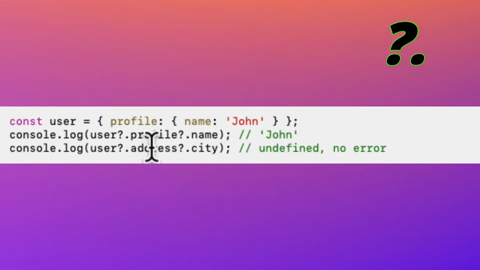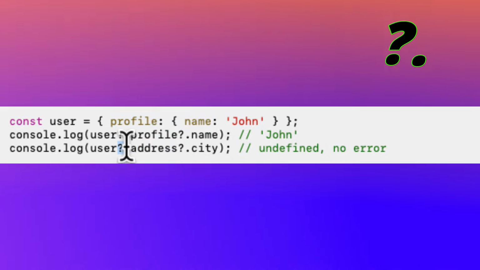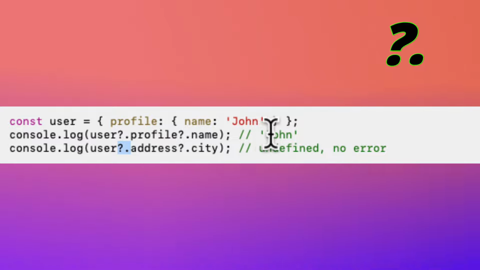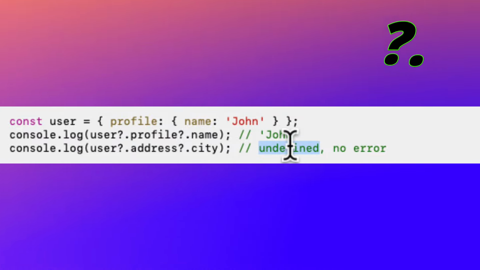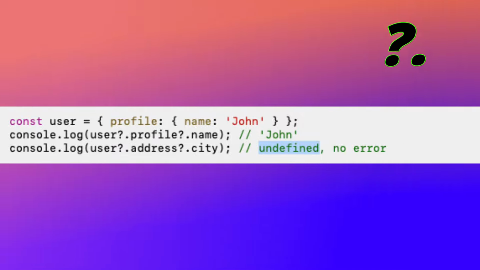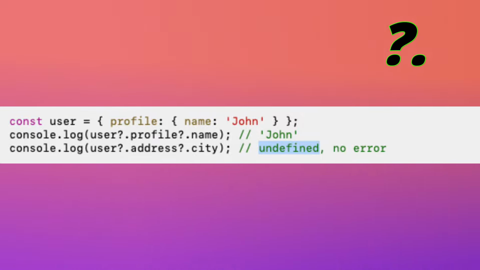Here, the address is null. And by using the optional chaining operator, it returns undefined instead of throwing an error. Super handy when working with complex objects.